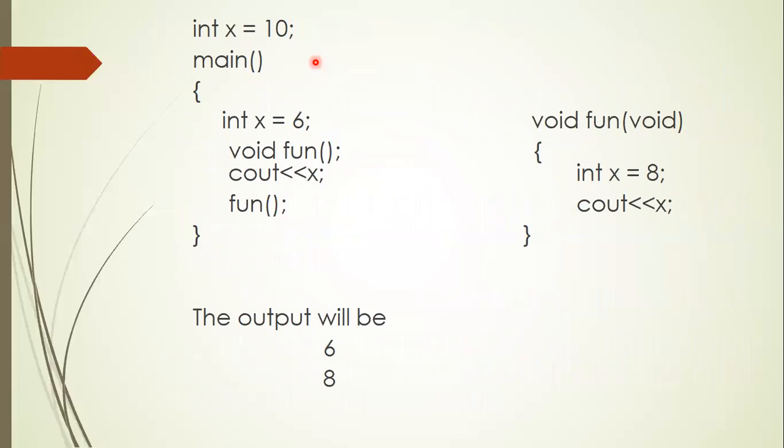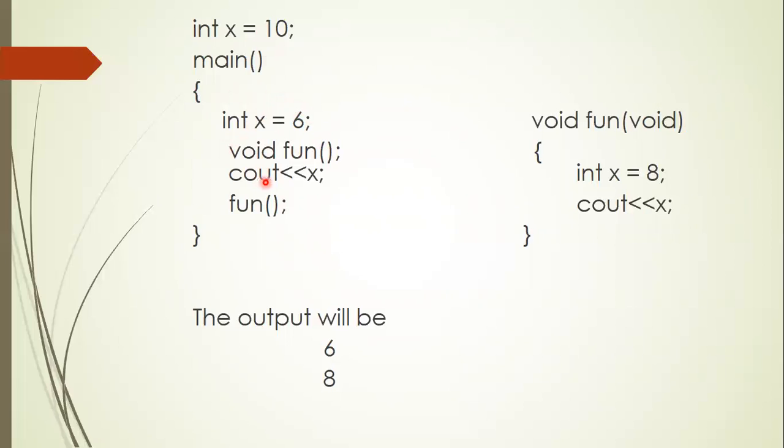To understand the concept of the scope resolution operator, let us take one simple example. The first line, int x = 10, declares a global variable x with a value equal to 10. Then I'll start the main function. Inside this one, look at the declaration, int x = 6. So I declare another variable with the same name x, of integer type. Now the global variable name is also x, and the local variable name is also x. Then the declaration void fun indicates that there is a function called fun, which we are going to call later, which takes no argument and has no return type.